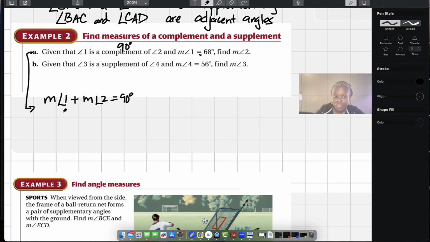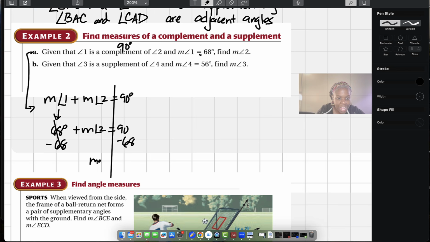First things first, the measure of angle 1 plus the measure of angle 2 must be 90. That's the definition of what it means to be complementary. Next, I'm going to rewrite it with the given information. Since the measure of angle 1 is told to me to be 68 degrees, then I could rewrite this as 68 plus the measure of angle 2 is equal to 90. And of course, you know what we can do here. We would solve this as we solve any equation. We're looking for the measurement of angle 2, so I'm going to isolate what I'm looking for, right? And then when I do that, I get that the measure of angle 2 is equal to 90 minus 68, which is 22 degrees.